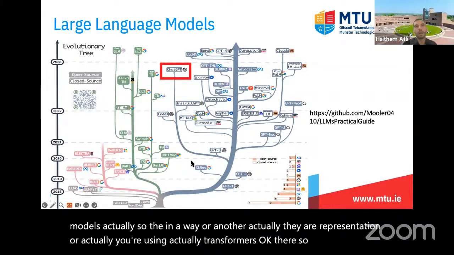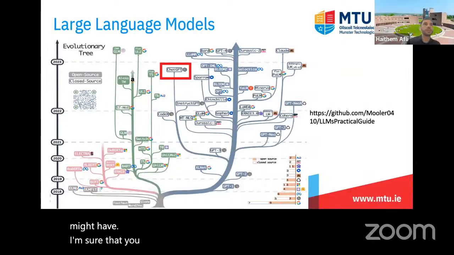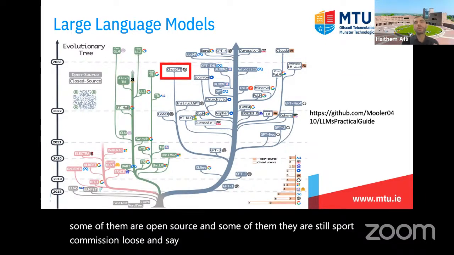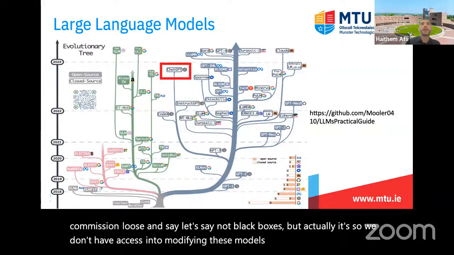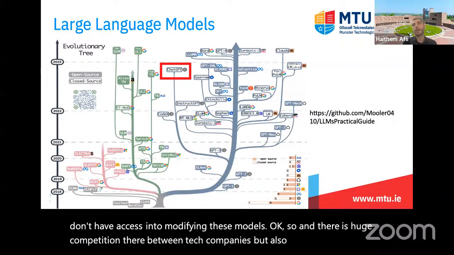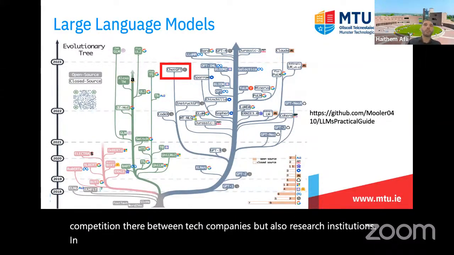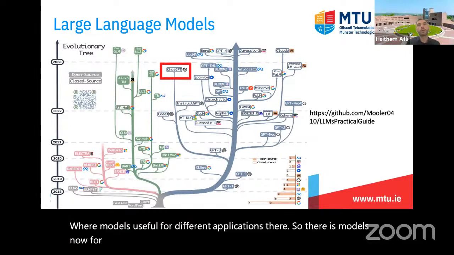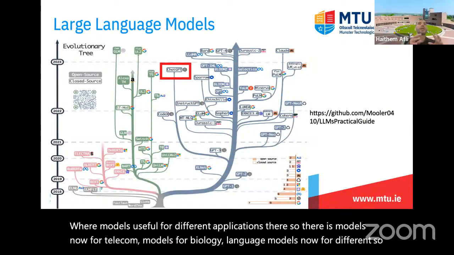I'm sure that you are aware of ChatGPT, but there are a lot of other tools. Some of them are open source, and some of them are still for commercial use, not exactly black boxes, but we don't have access to modifying these models. There is a huge competition between tech companies, but also research institutions, in making models useful for different applications. So there are models now for telecom, models for biology, language models for different domains.